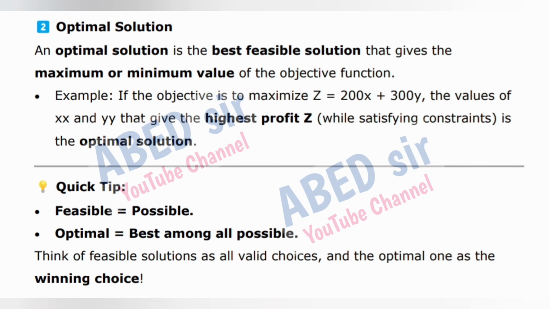Quick tip: feasible equals possible. Optimal equals best among all possible. Think of feasible solutions as all valid choices, and the optimal one as the winning choice.